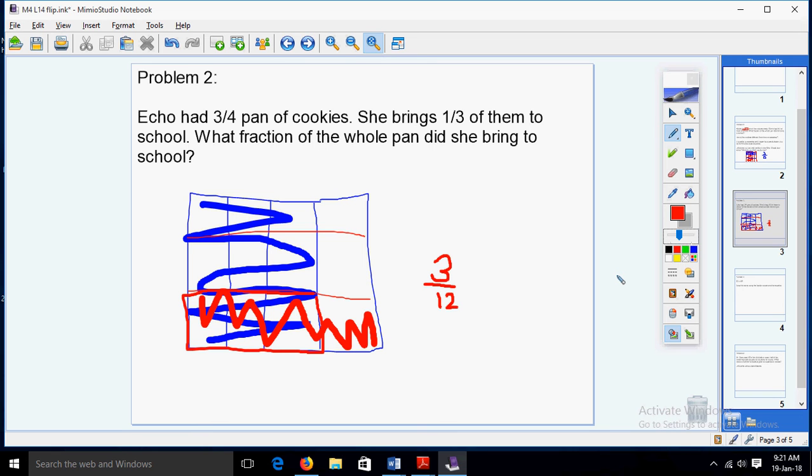Now, we've been talking about how we need to reduce, simplify whenever we can. So remember, I'm looking for a number that can go into both of them. 3 has two factors, but 1 doesn't count because it'll be the same thing. 3 can go into 3, and 3 can go into 12. So if we divide each of those by 3, we get 1/4. On your problem set, on your homework, go ahead and reduce if you can.